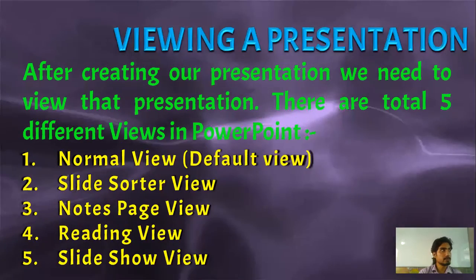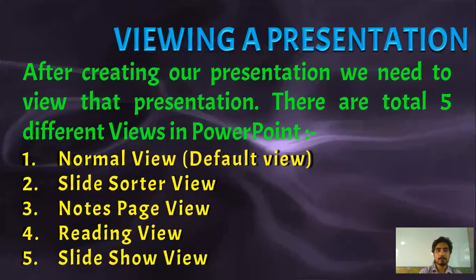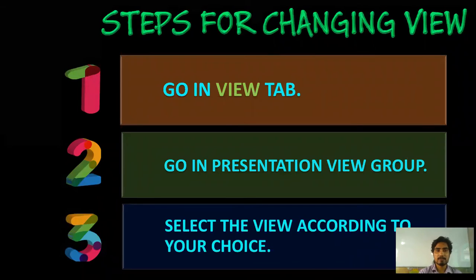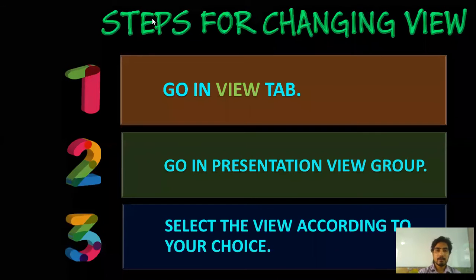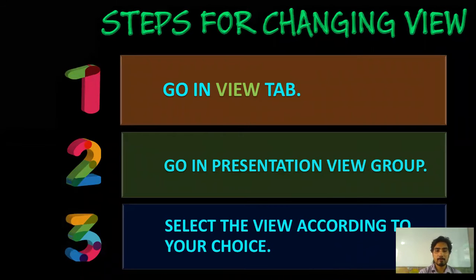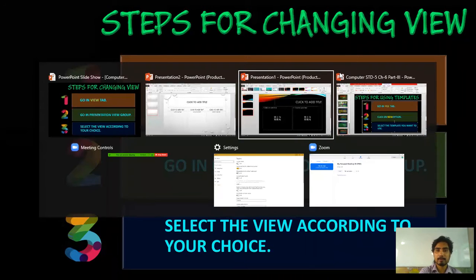So let's see the steps to use the view option. For using the view option, first we need to go in the view tab, then go in the presentation group, and then select the view which we want according to our choice. Now let's see the steps practically on the MS PowerPoint application. So let's go to the MS PowerPoint application.